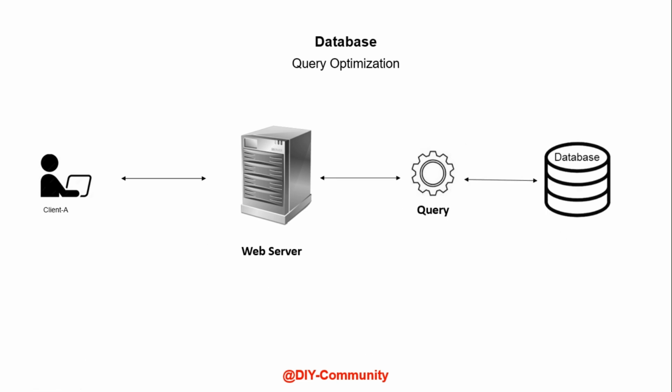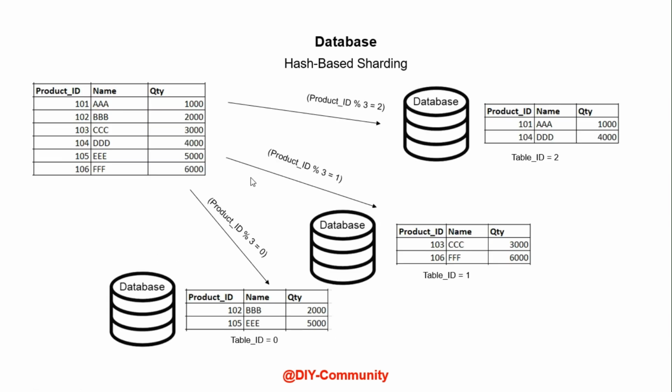Query optimization can also help in optimizing overall database performance. But this is a very subjective topic, so we will not go into too much detail at this point in time. Hash based database sharding is also very popular. You see that it is also helping us to achieve horizontal scaling.